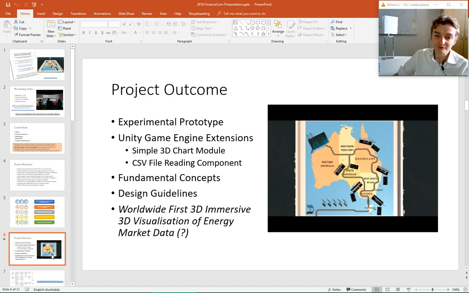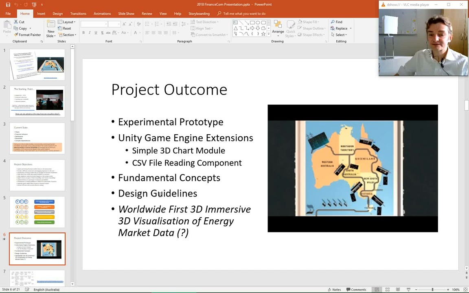The project outcome was basically an experimental prototype. I know there are still many things open and we are currently improving our prototype. We are working very hard on following quite a few other research leads now. And we extended the Unity game engine, which is a commercially available game engine. We implemented a small 3D charting module for that. We also extended it by a CSV file reading component and an electricity data parser module. And basically, we just wanted to explore the fundamental concept around this.